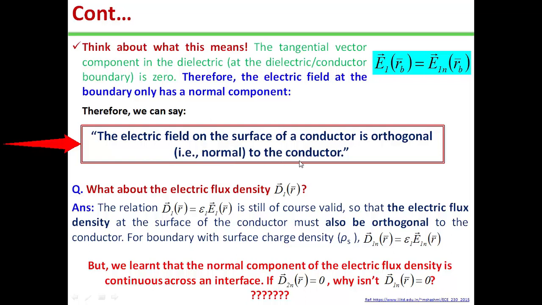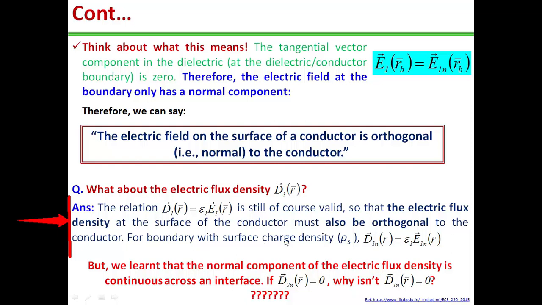So the question is, what about the electric flux density D1? We know the relation between electric flux density and electric field: D1 can be written as epsilon 1 E1, and this equation is of course still valid, so the electric flux density at the surface of the conductor must also be orthogonal to the conductor.